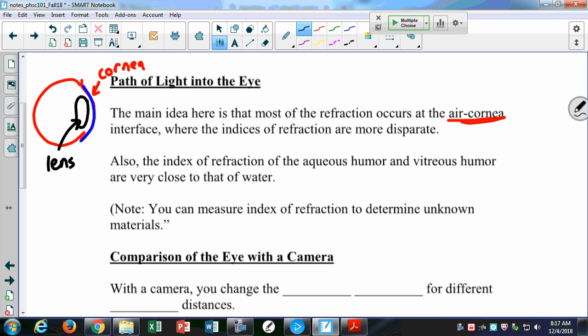Because that's where you have the biggest difference in the index of refraction. Remember, it's going to bend more if it goes from a low to a high index of refraction. And this is where I have my biggest difference, going from air over into the cornea. Going from the cornea to the lens, not really that big of a difference or a change in the index of refraction. But going from air to the cornea, that's a very large change. So that's why most of the refraction occurs at the air-cornea interface, where these indices of refraction between air and the cornea are at their biggest difference.